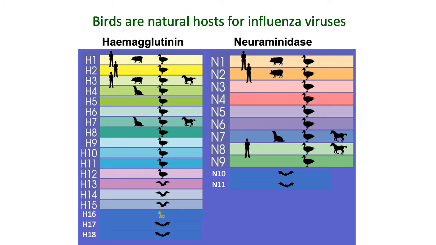Okay, so what kinds of hemagglutinins do we have? What kinds of neuraminidase do we have? So you see all these types, H1, H2, H3, H4, whatever. These are all types of hemagglutinins.